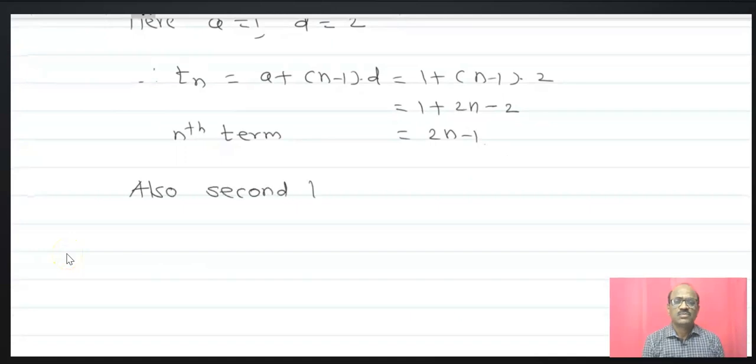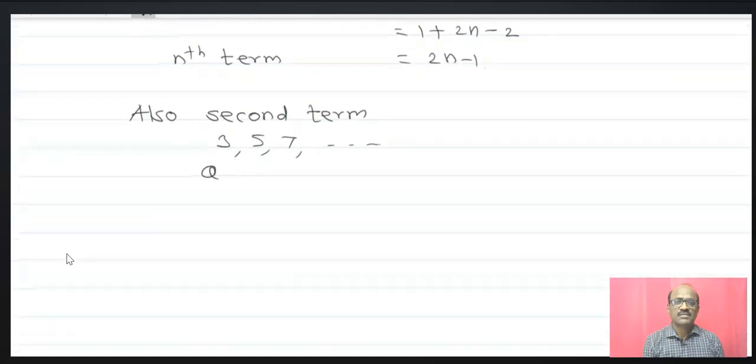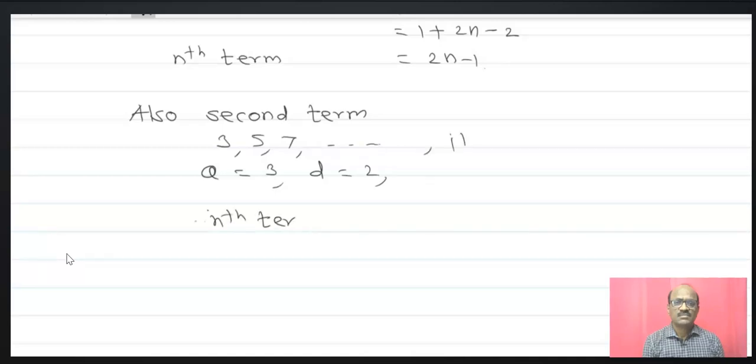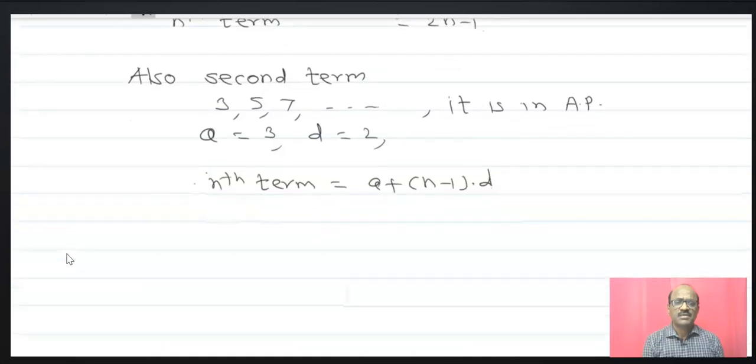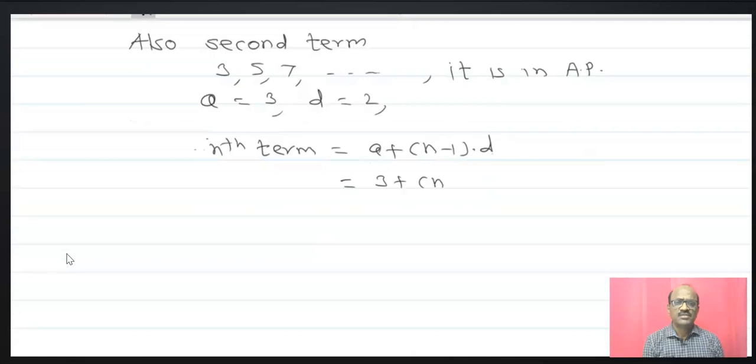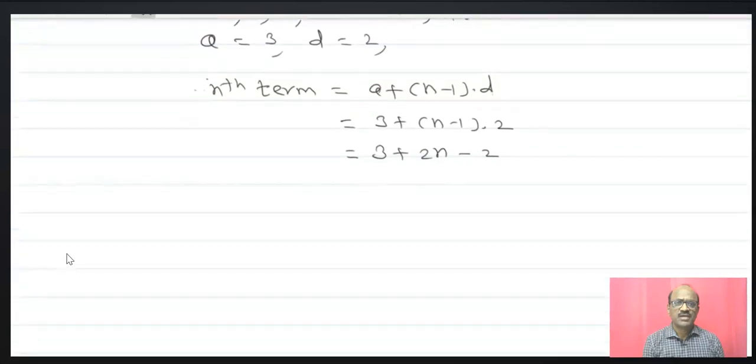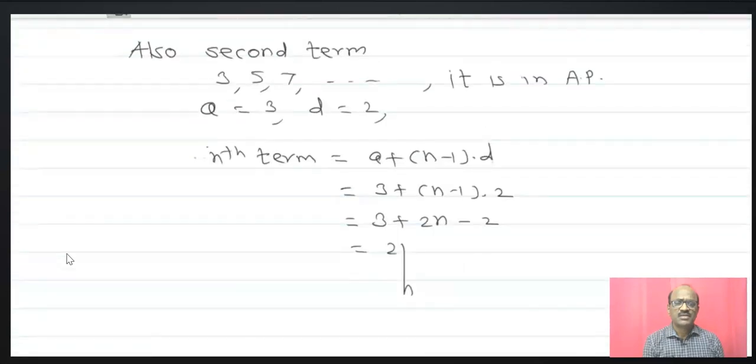Also the second term, that is 3, 5, 7. A is equal to 3, D is equal to 2. Nth term, it is in AP. Nth term is equal to A plus n minus 1 into D. That is 3 plus 2n minus 2, and 2n plus 1.